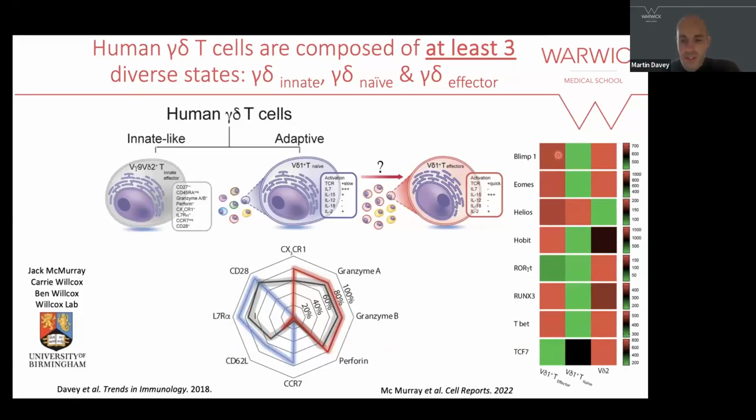And we also looked at the transcriptional profile of these naive and effector cells, and they were highly distinct. So you can see the effectors on this line here, expressing things like Eomes, T-bet and Tibet. And I'll talk a little bit more about what that might mean. But the naive populations didn't have hardly any of these effector-like molecules, but did express things like TCF7 and Helios.